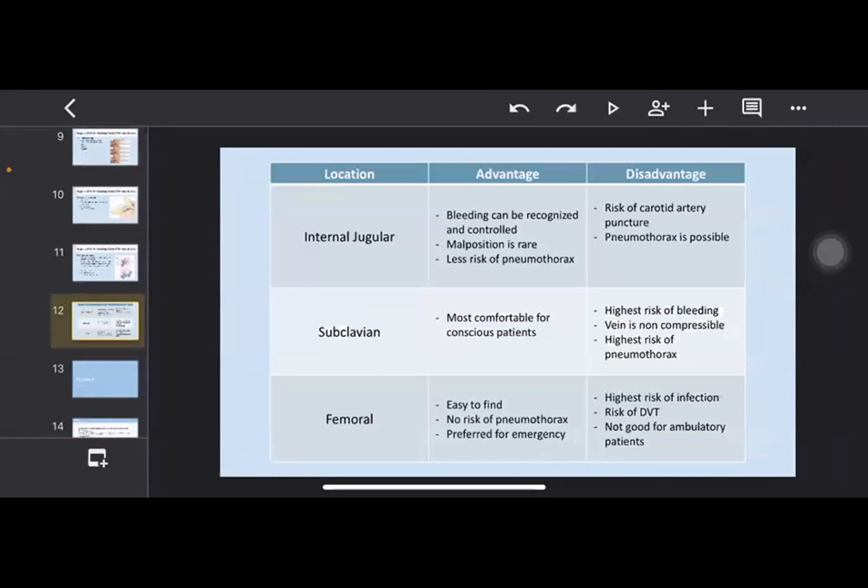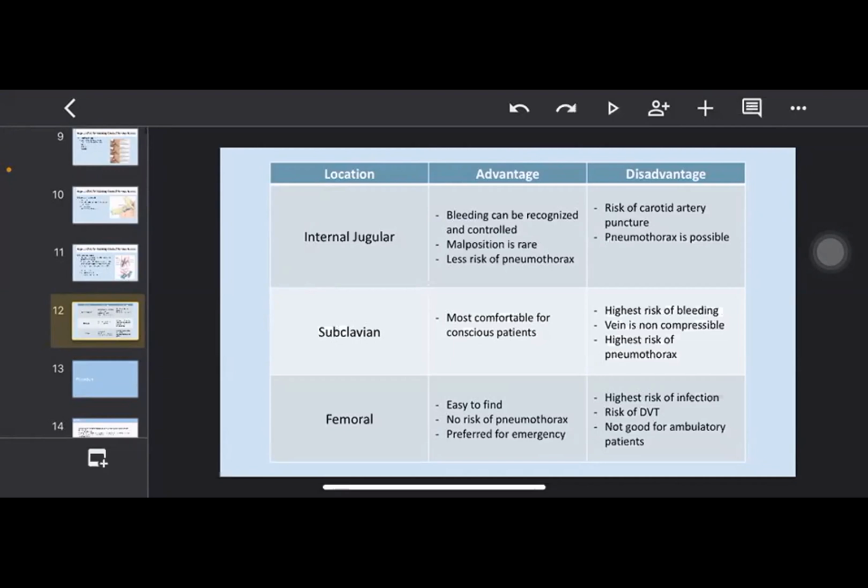Next are the advantages and disadvantages of all these approaches. Basically, for the IJV, the advantage is that bleeding can be controlled and malposition is rare as we use ultrasound to help with the puncture. The disadvantages are the risk of carotid artery puncture, and pneumothorax is also possible even though the risk is quite low. For the subclavian, the advantage is that it is the most comfortable for the conscious patient, and the disadvantages are a high risk of bleeding and the highest risk of pneumothorax, as the site of puncture is closely related to the apex of the lung.